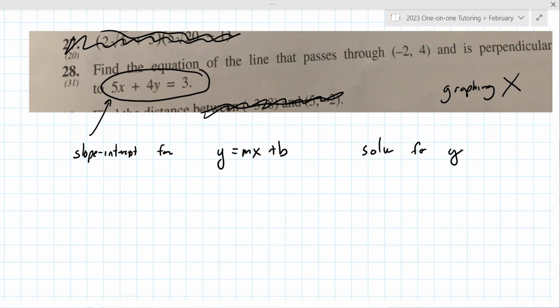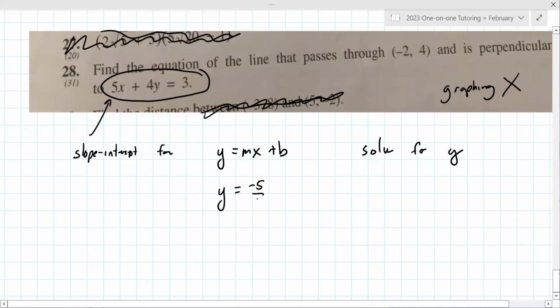Okay, so I got y equals negative 5/4x plus 3/4. Good. So what is the slope of the equation now? Negative 5/4. Good. So we want the perpendicular slope to this. Last time we talked about this a couple of ways. It's opposite reciprocal or flip negate. You need the perpendicular slope, and so this is the perpendicular slope.